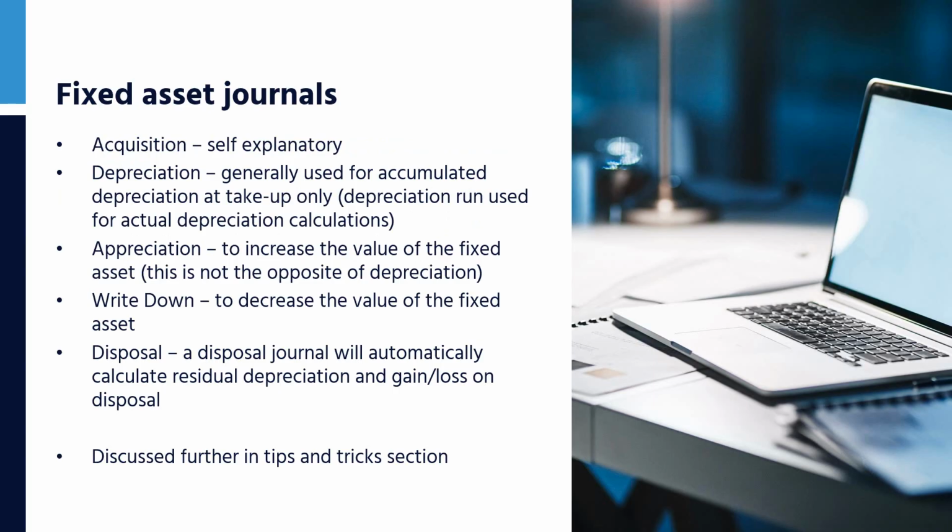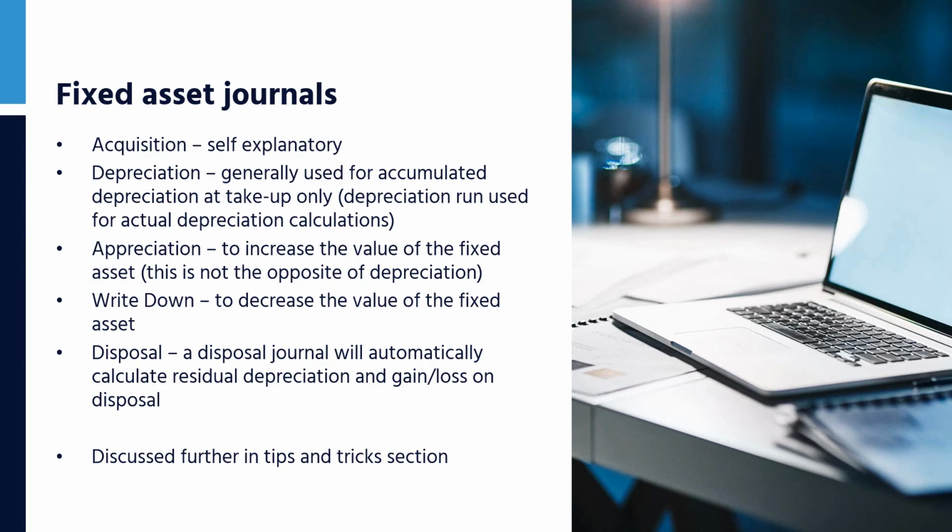From a transaction perspective, you've got your fixed asset journals, and there are different types of journal lines that you can have. So acquisition, that's self-explanatory, and depreciation, that's generally used unless you're doing manual depreciation, which isn't for the faint-hearted. The depreciation journal is generally only used for the accumulated depreciation when you do your fixed asset ledger take-up within the system. So the actual depreciation run, which is the other transaction we'll look at in a moment, is what's used for your regular depreciation calculations, and it automates all that process for you.